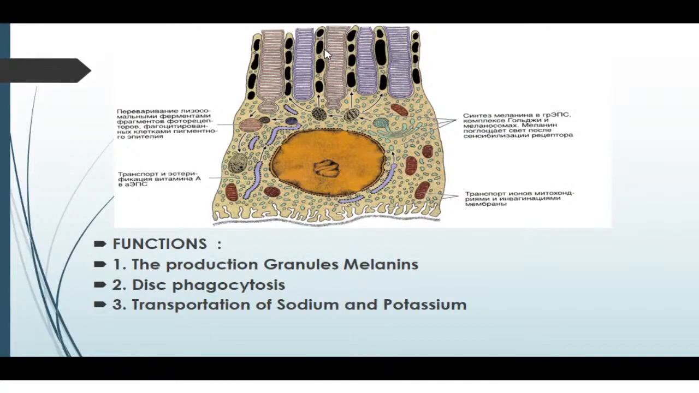In this schematic diagram, we can see very well how the pigment epithelial cells phagocytose the outermost segments, the plates of cones and rods. The production of melanin granules is well visible. It's a function of the pigment epithelium. The disc is being phagocytosed, and transportation of sodium and potassium ions takes place, especially at the moment of phagocytosis of disc plates of the outermost segments of rods and cones, at the moment of generation of the nerve impulse for sensing different photons of light.